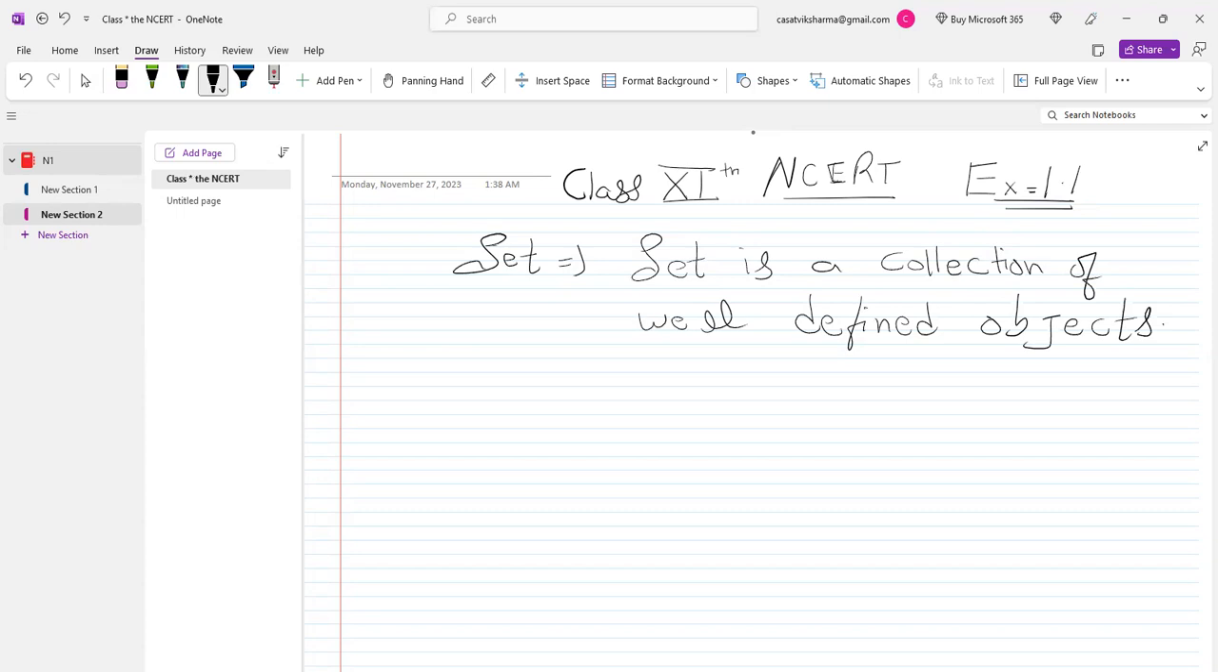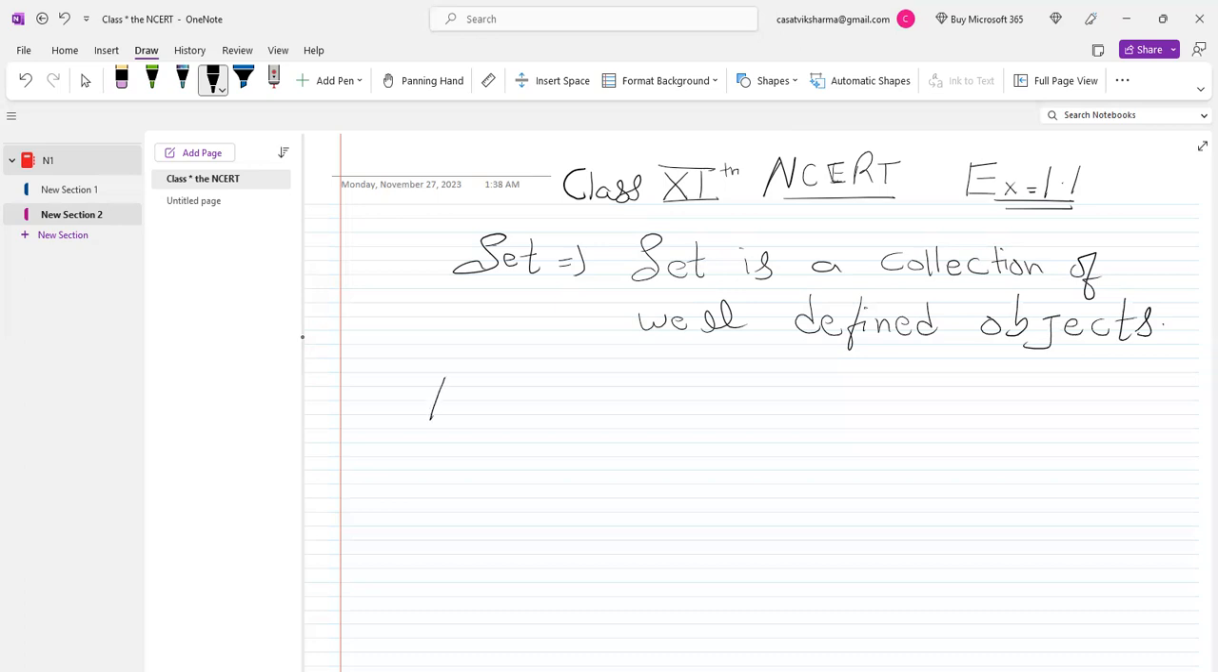For example, the set of the Indian cricket team. The well-defined objects are the 11 players in the set of the Indian cricket team. Whenever there are well-defined objects and we can identify each of the objects, the combination of all those objects is termed as a set.